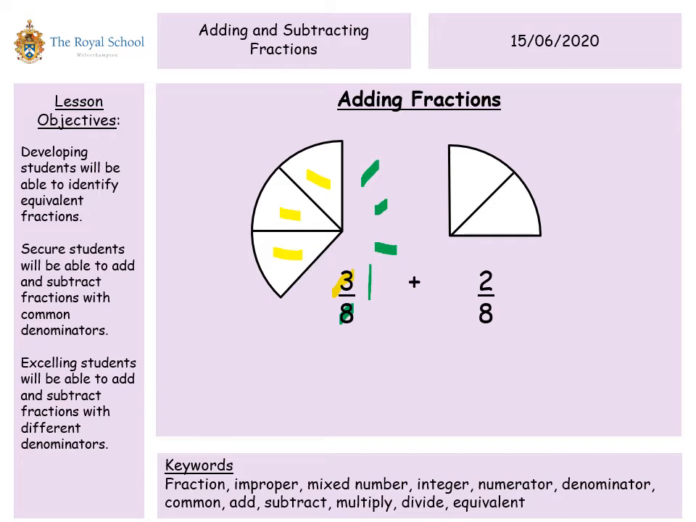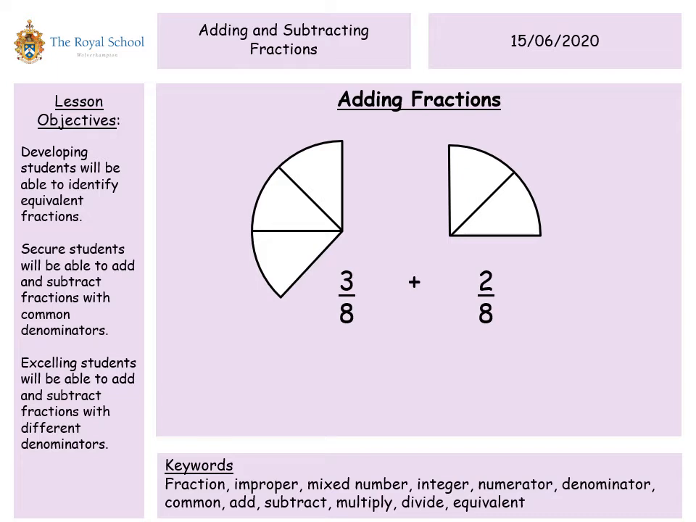So it's just telling us how big the pieces are. They are eighths, and then the top number tells us how many we've got. So the next fraction, we've got 2/8, and again we can see that we've got a 2 at the top, so we've got 2 pieces, and then because they're eighths, they're all the same size.